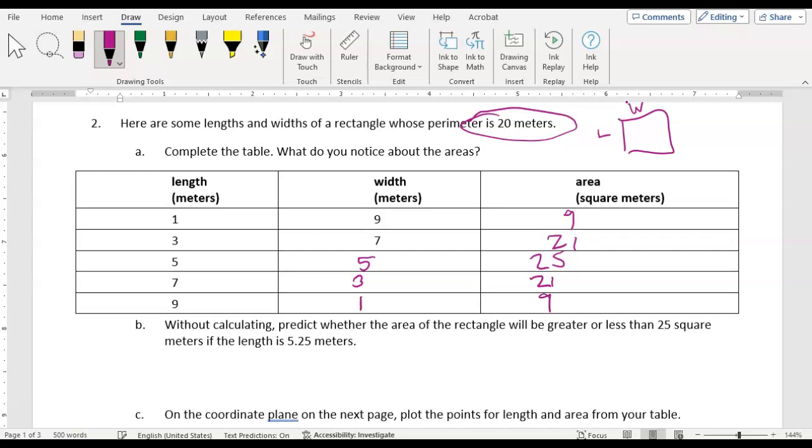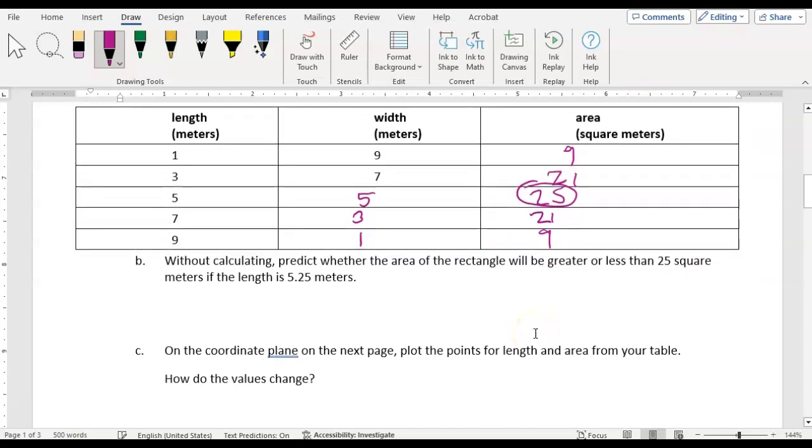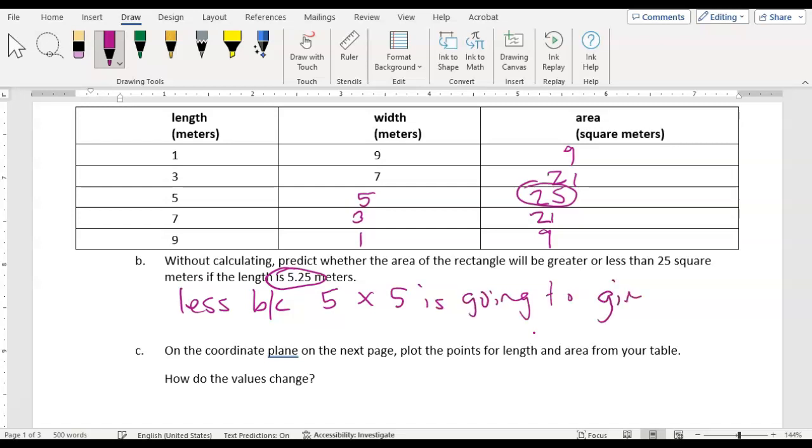So notice what we have happening here is we're going up until we get to 25, and then we're going back down. Notice here that these numbers, 3 and 7, are the same here. They've just flipped. And so we'll still have the same square area when we change the length and the width. Without calculating, predict whether the area of the rectangle will be greater or less than 25 square meters if the length is 5.25 meters. So 5 times 5 is where it is a square, and therefore maximizing our area. So this would be less because 5 times 5 is going to give us the largest area.